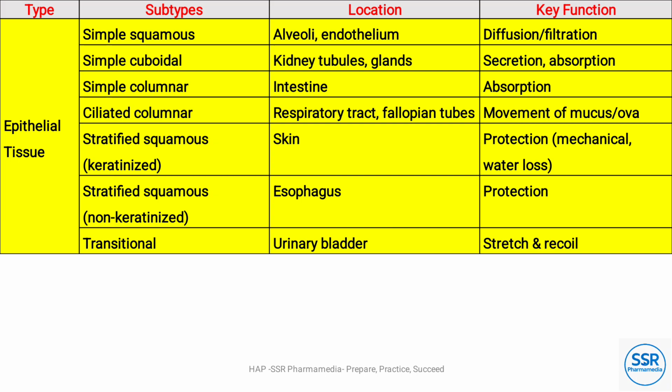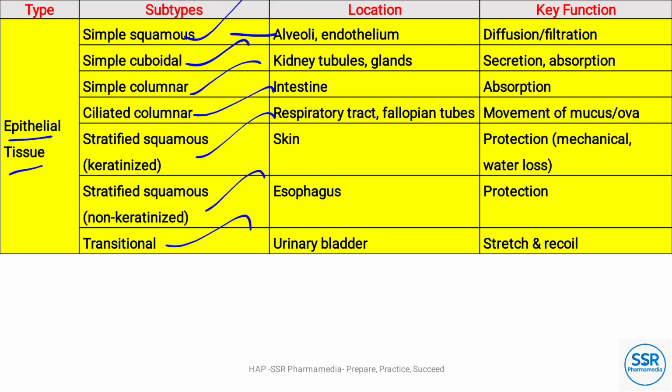So see the types of epithelial tissue: simple squamous, simple cuboidal, simple columnar, ciliated columnar, keratinized stratified squamous, non-keratinized stratified squamous, and transitional epithelial tissue.